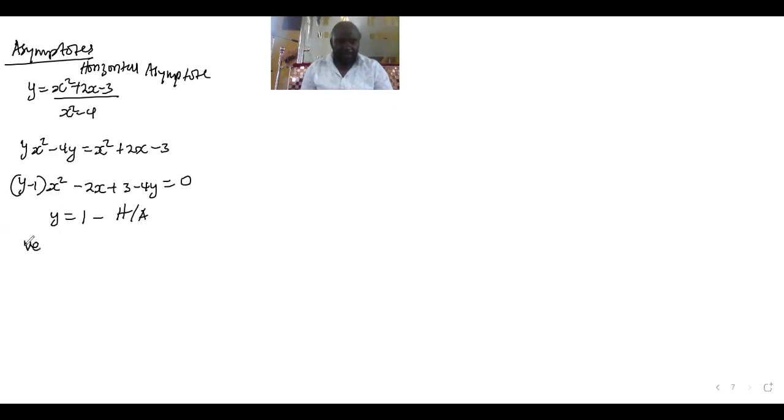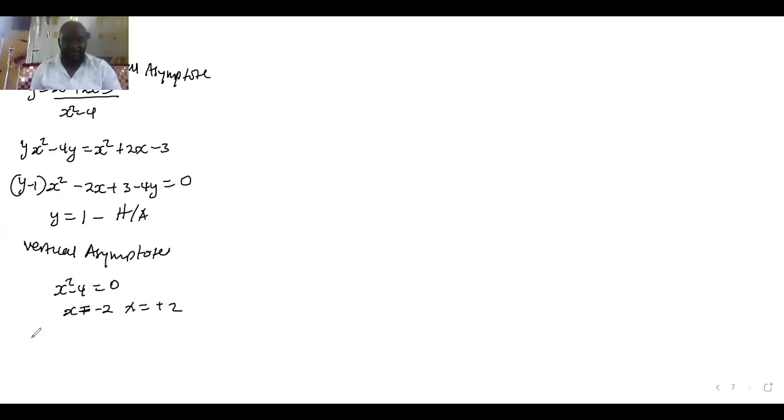How about vertical asymptotes? For vertical asymptotes, we equate the denominator to zero. Do you remember? x squared minus 4 is 0. Don't waste time, you are 5-star students. x is equal to negative 2, x is equal to positive 2. So what is left is to test the regions where the curve does not pass.